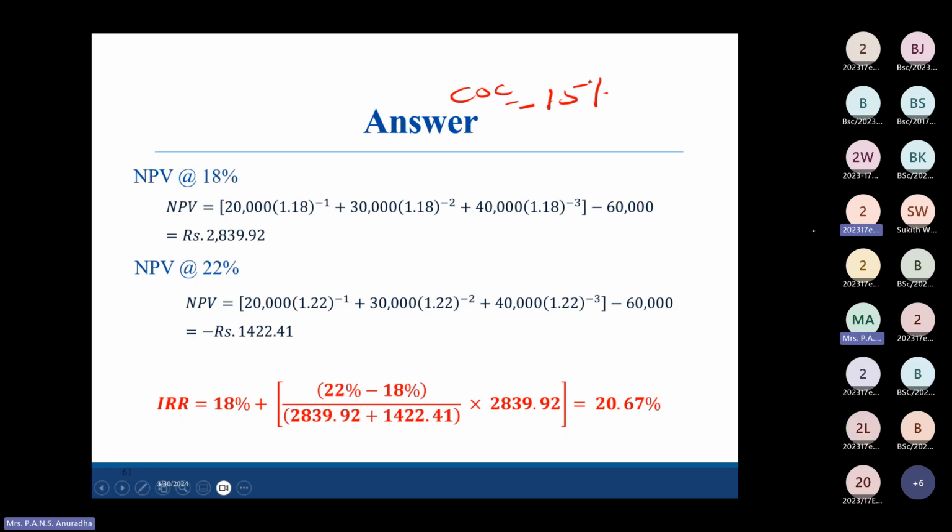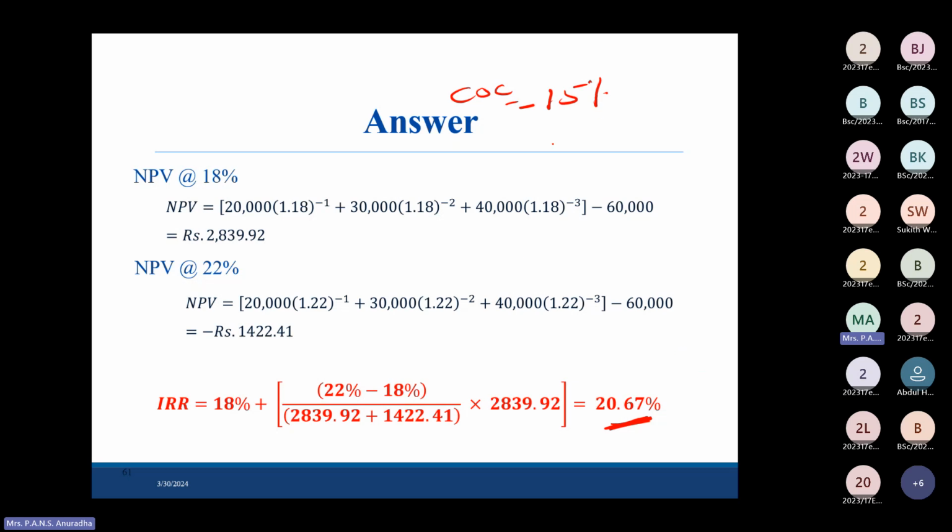Accept. We can accept because the IRR, the project's internally generated rate of return, is 20.67. So this is the rate of return at NPV 0 when the project is marginal. So then you can see it is greater than the cost of capital, so you can accept.